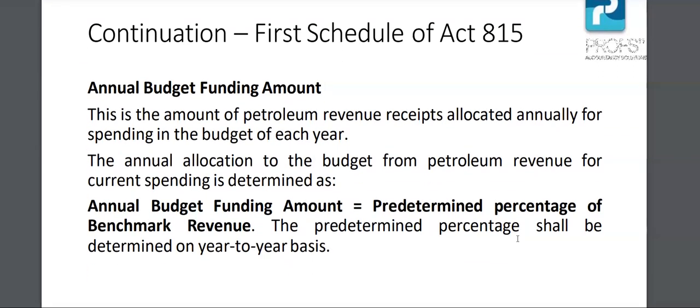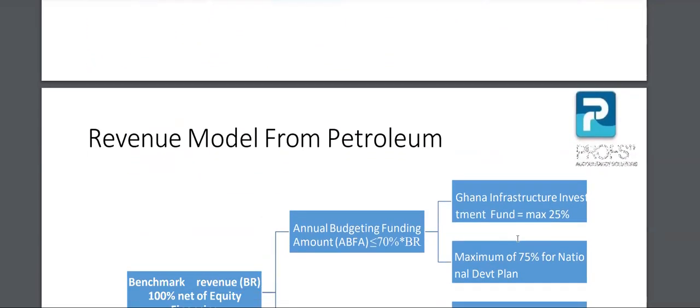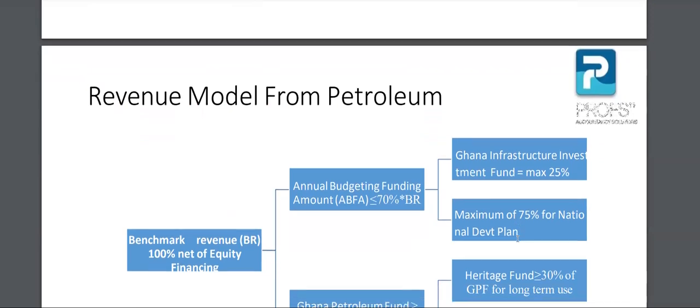So with the ABFA, we already know the benchmark revenue, the equity financing. Now we are at the ABFA. The ABFA, like I said earlier, per the Act, is purely for infrastructural purposes. And this is where actually it even fits into the budget. So it's a predetermined percentage of the benchmark revenue. Basically, that is about the ABFA, but for its use, it's purely for infrastructural activities by the government of Ghana.